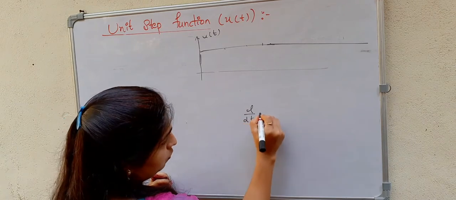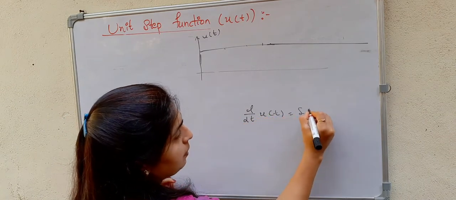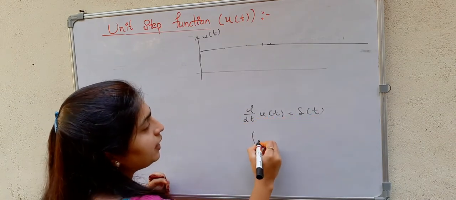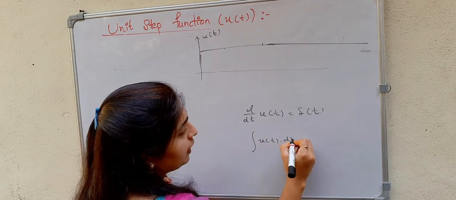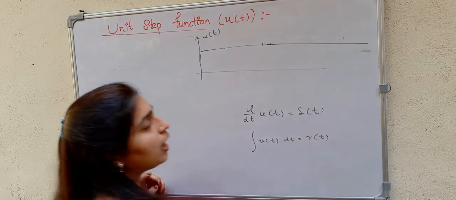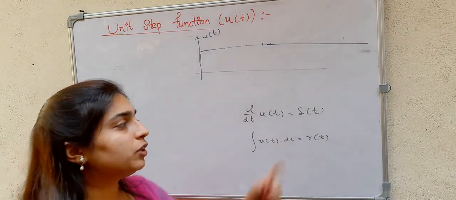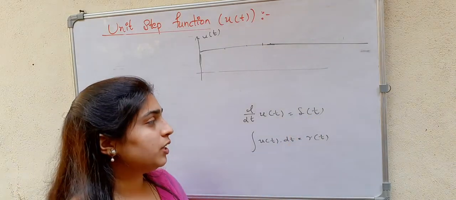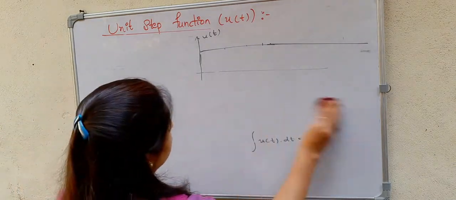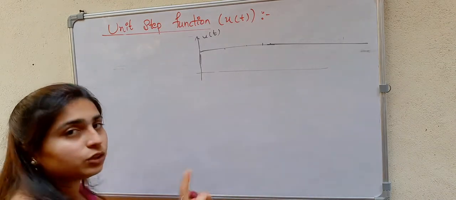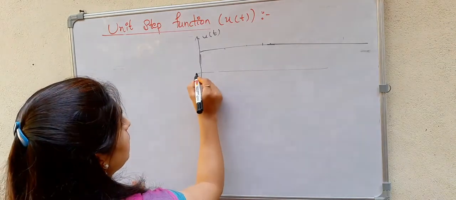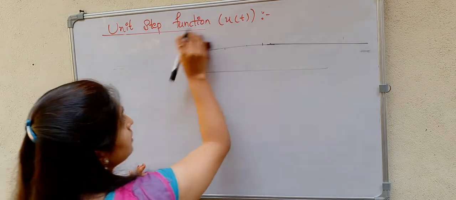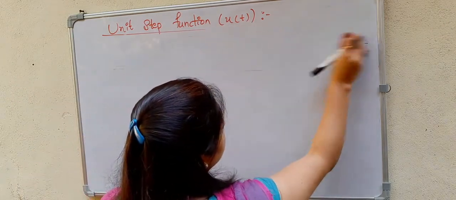Derivative of u of t will give us the impulse function, and integration of u of t will give us the ramp function r of t. We will be studying about the impulse function and the ramp function in the next videos. Okay, so these are another two important formulas that you have to remember. So I will consider another example.